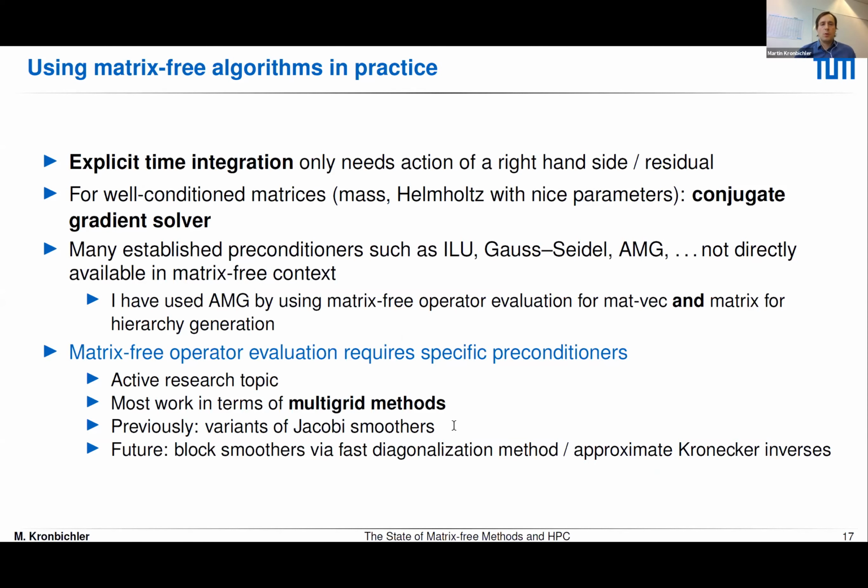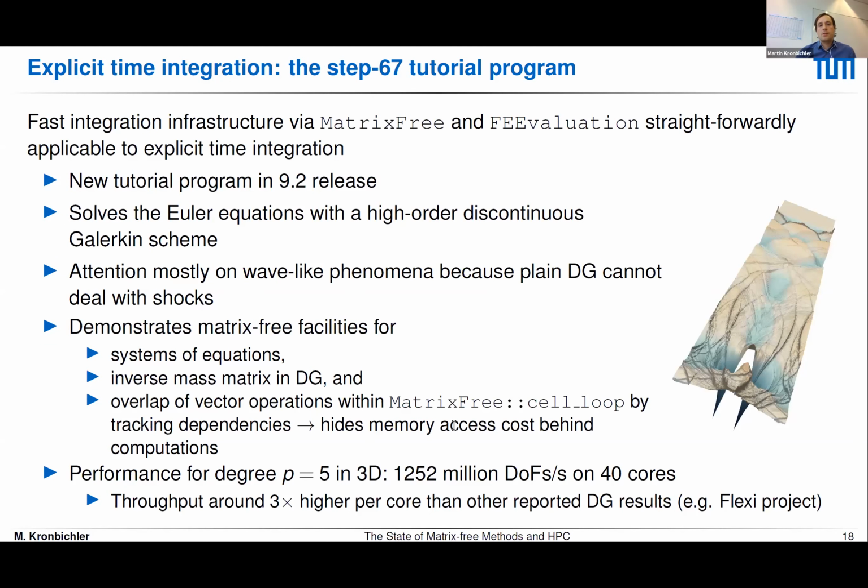Okay, so what is new in deal.II in the 9.2 release is the step-67 tutorial program. It's an explicit time integration method for the Euler equation. And it uses high order DG methods. In that particular case, what we have as a default setting is order 5, so polynomials of degree 5 in 2D, 3D. We mostly look at wave-like phenomena because, you know, Euler equations, they can develop shocks for certain ranges of the parameters. So that's not done well by DG methods, even if it's called a discontinuous method, it struggles to do discontinuities, just like every other high order method. So that's a different topic. We looked at the waves of that.